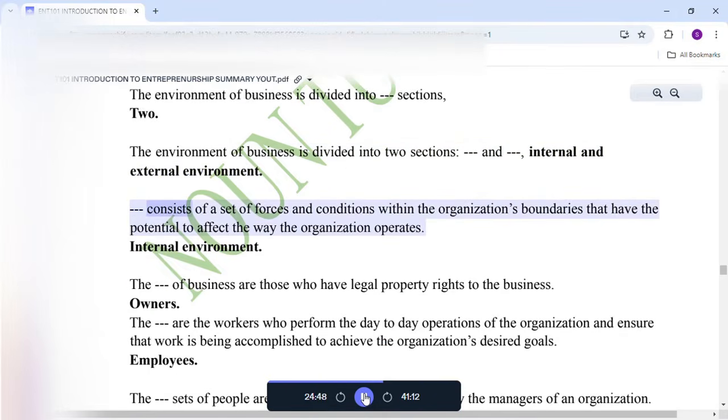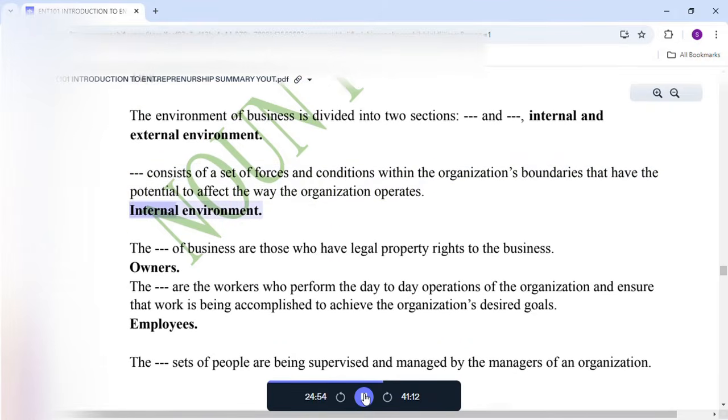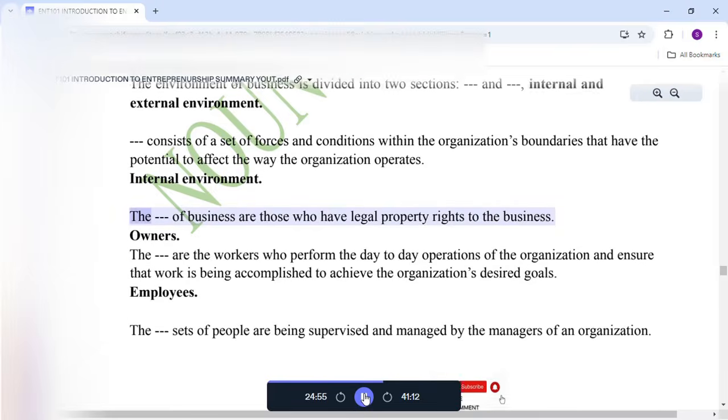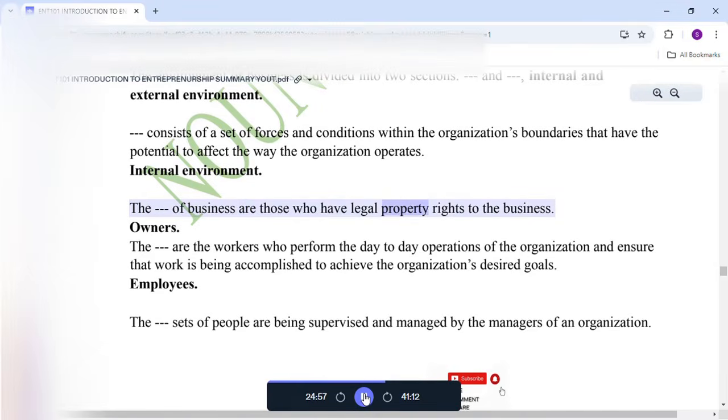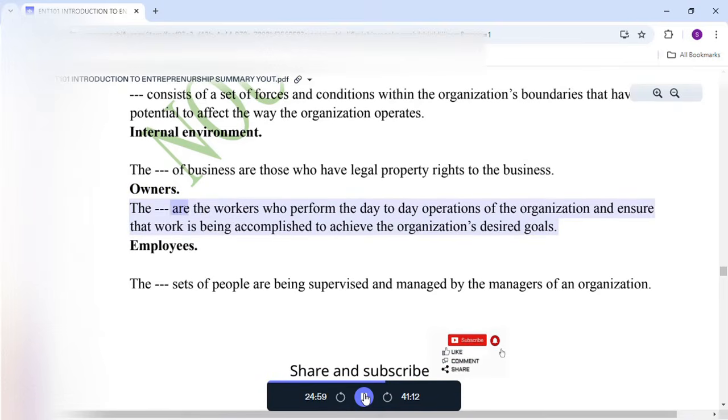The internal environment consists of a set of forces and conditions within the organization's boundaries that have the potential to affect the way the organization operates. The owners of business are those who have legal property rights to the business. The employees are the workers who perform the day-to-day operations of the organization and ensure that work is being accomplished to achieve the organization's desired goals.